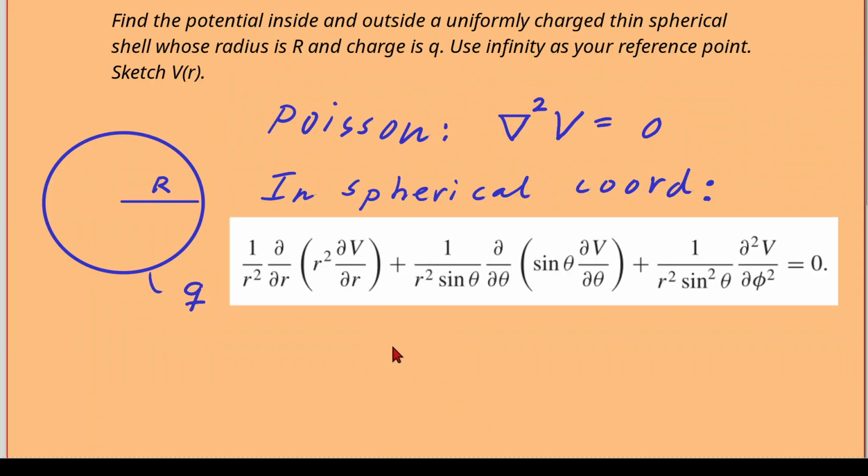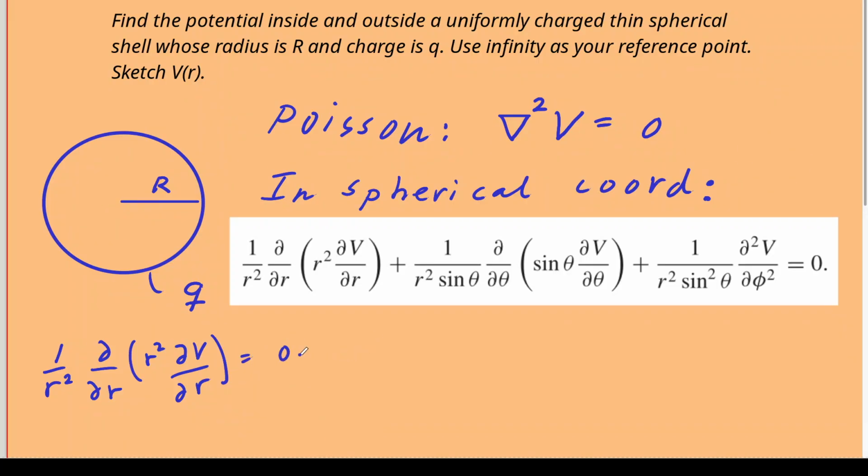And we should also understand that by symmetry, the potential is only a function of r, not of angles or anything like that. So that means we have only this term here. So, all right, it equals 0. And then you can multiply this by 0 and it disappears. And then you have this part.